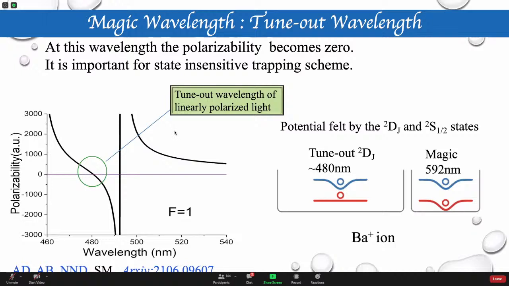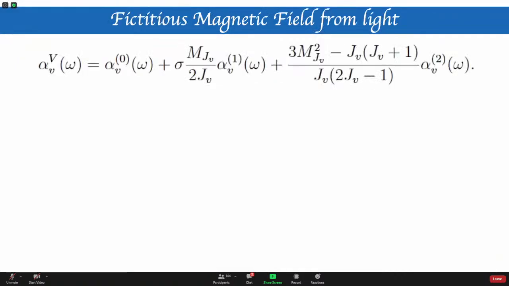Now let us consider the tune-out wavelength. Here we have used linearly polarized light, but what would happen if you use circularly polarized light? If you look at the expression of the dipole polarizability, it has three terms: the scalar term, the rank 2 tensor term, and the vector term, which depends on sigma. Sigma is the spin of the light, which tells about the polarization. If you have linearly polarized light, sigma is 0. If you have left circularly polarized light, sigma is +1. If you have right circularly polarized light, sigma is -1.